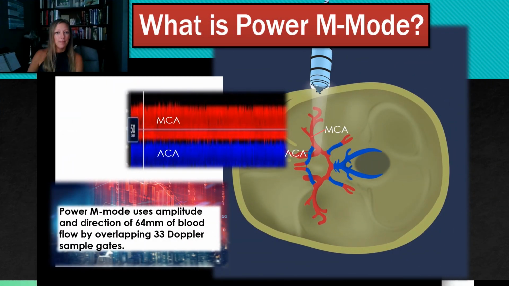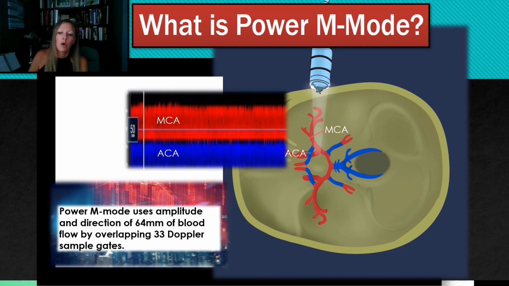What is Power M mode? M stands for motion for M mode, and Power M mode is an addition of seeing many depths. We can see 64 millimeters of depth, showing the amplitude and direction of flow in all of these vessels. The screen starts at the skin surface at top, and then as you travel deeper within the M mode, you're traveling deeper within the base of the brain.